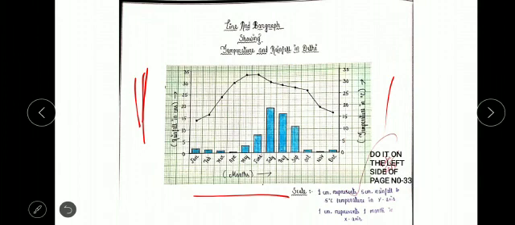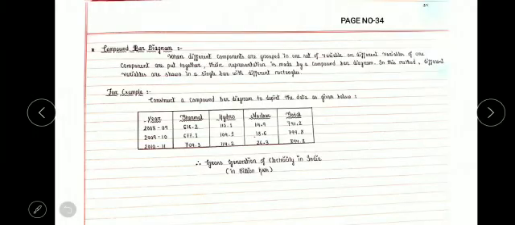So after choosing the scale, we have to first plot the data of the line graph, then plot the data of the bar graph. After the completion of the line graph and bar graph, please don't forget to write down the scale. Then come to the next topic, that is compound bar diagram.